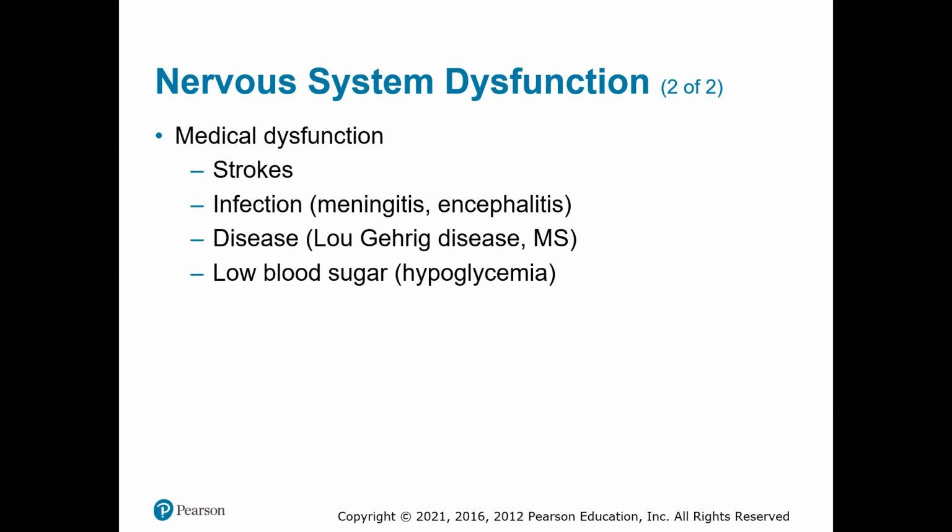Lastly on the list is low blood sugar, or hypoglycemia, so glyco, like glucose or sugar, and then emia being related to the blood, so low sugar blood. Diabetics, if you have low blood sugar, you're not getting that energy and the brain's not getting fed, it's not going to send signals appropriately.